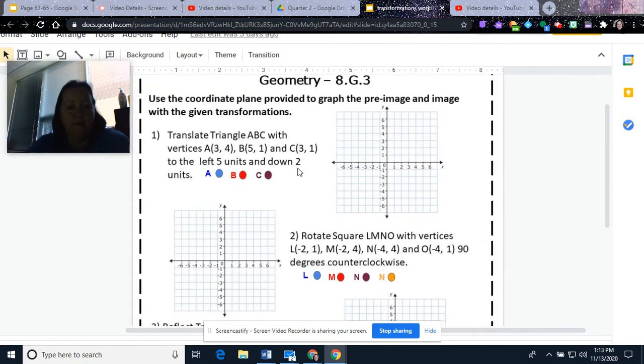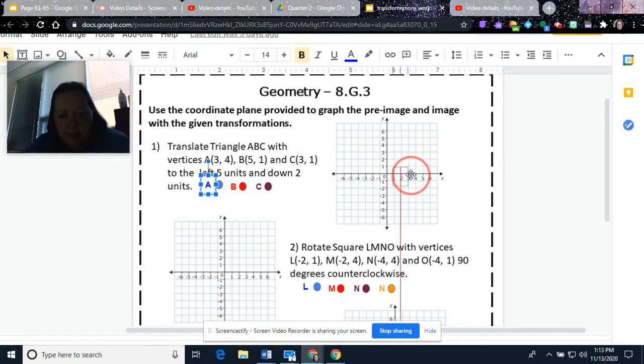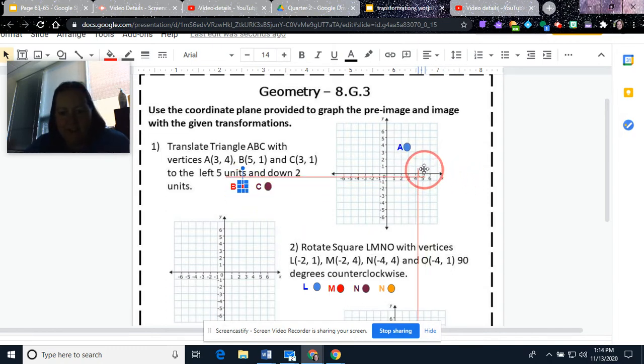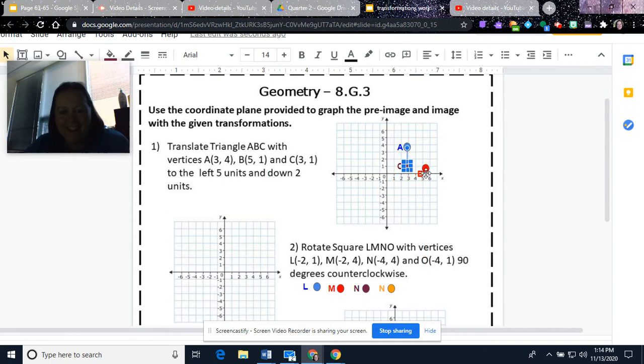Number 1 says to translate triangle ABC with vertices A (3, 4). So here's 3, up 4. Oh, I did not take the A. Let's try that again. 3, 4. And then B is 5, 1. Let's move that just a little bit. Take the B over there with it. And then C is 3, 1. So you can see this triangle.